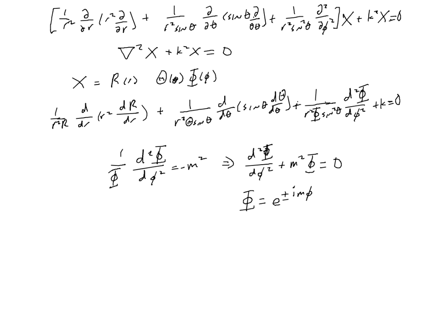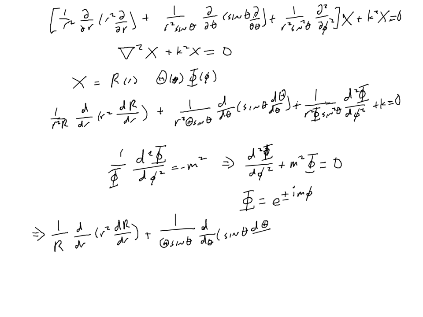So now our equation, what we could do is multiply the whole thing through by r squared, and we get 1 over R d/dr of r squared dR/dr, plus 1 over capital Theta sine theta d/dtheta of sine theta dTheta/dtheta, plus all of this is just going to be minus m squared. So actually you want a minus sign here.